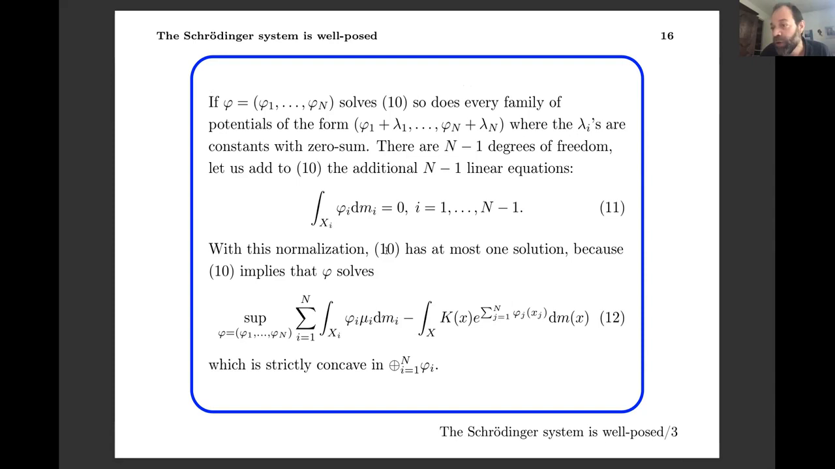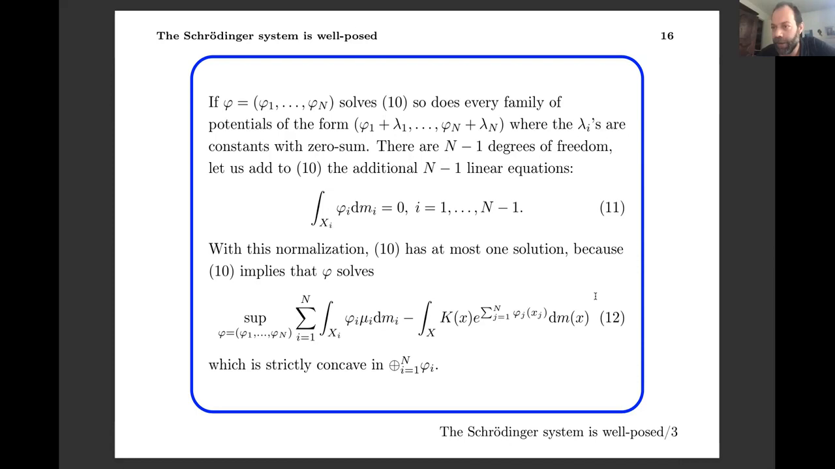Again, I can notice that the Schrödinger system is a system of optimality conditions for a concave maximization problem, which consists in maximizing a little term, which is the first guy minus this exponential term. So this is problem 12. And it is strictly concave in the direct sum of the phi I. So if I impose a normalization, there can be only one maximizer. So existence I will discuss later, but uniqueness, as soon as I normalize, can be taken for granted.